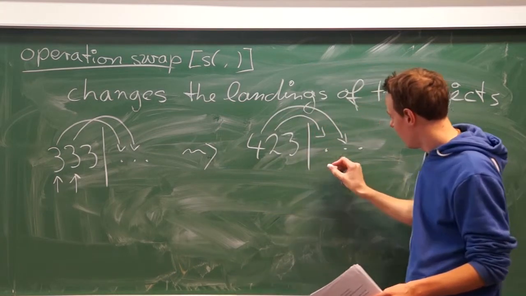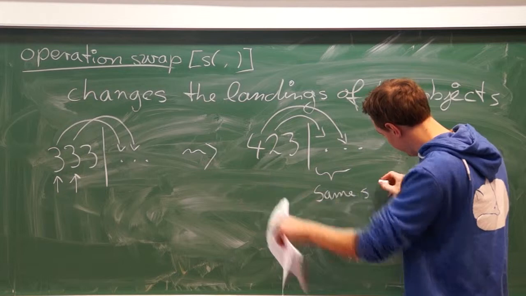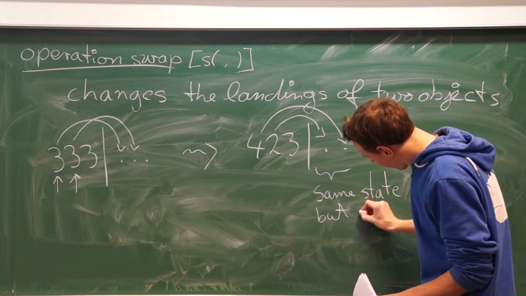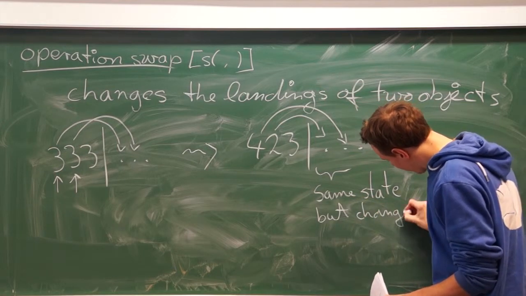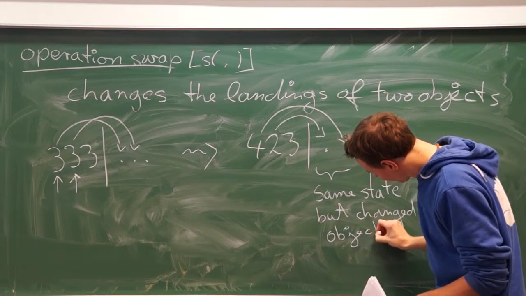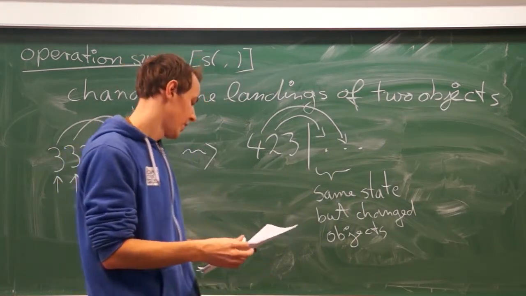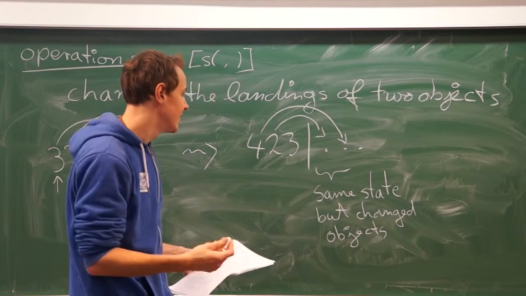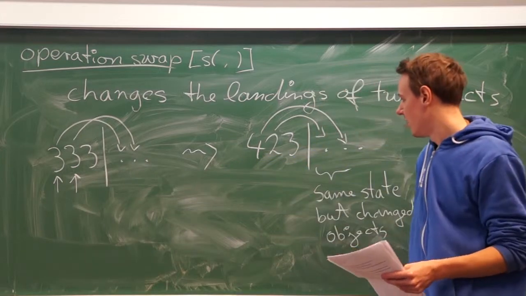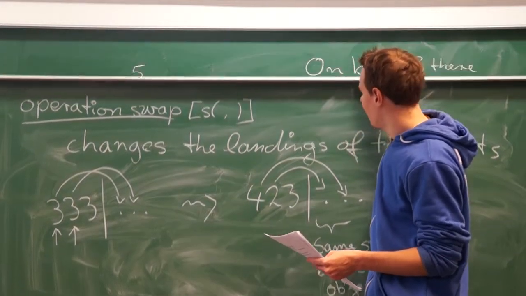So here we have the same state like over there. But we have changed the objects. And we just swap two objects at one time. And this is an operation, we call it swap, and it's not affecting anything because it's still the same state where we are. You just change the numbers a little bit.